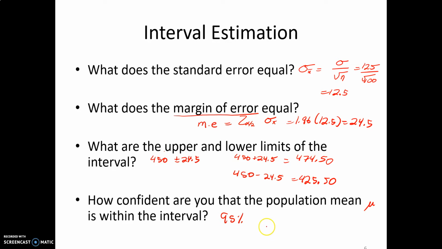So if we were to do this sampling process 95 times or 100 times, 95 of them would include this value of the population mean. We'd have a 5% chance of error. Remember, alpha is a chance of error, 5% chance of error. Chance that our sampling process or our values are going to be incorrect. So we are 95% confident that the population mean is somewhere between $425.5 and $474.5.